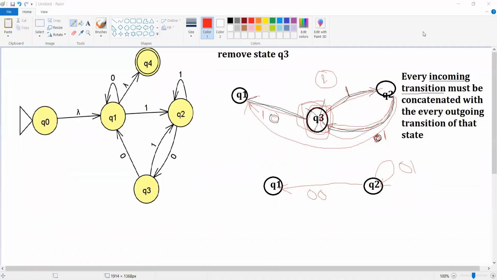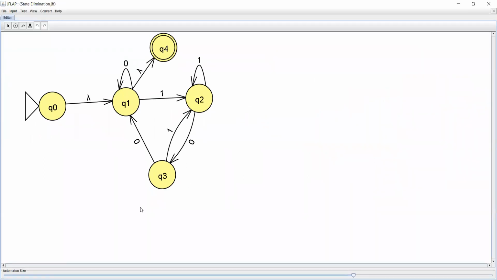So let me go back to the exercise over here. Now I am going to remove this. Let me select this. Let's remove this Q3. Once you remove this Q3, we are going to get a transition from Q2 to Q1. What is the answer that Q2 to Q1 will have? I hope 0 1. Let me check. Sorry, it is 0 0. Q2 to Q1 is 0 0.